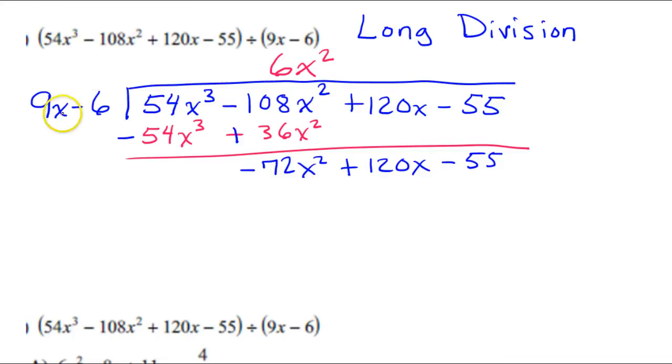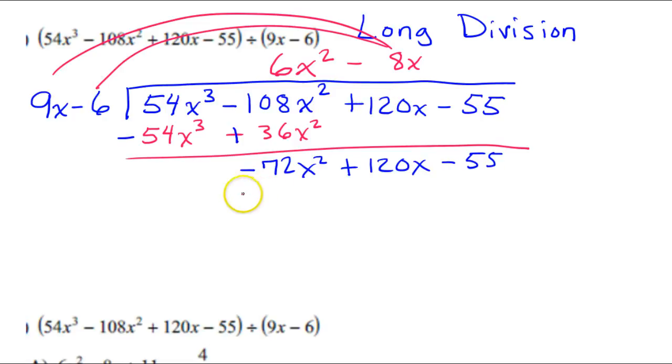Now I'm asking myself, 9x times what is going to give me negative 72x squared? Well, 9 times 8 is 72. So that means 9x times negative 8x will give me negative 72x squared. So let's take this and do that distributive property again. So I will get negative 72x squared, just like we planned. But negative 8x times negative 6 is positive 48x.